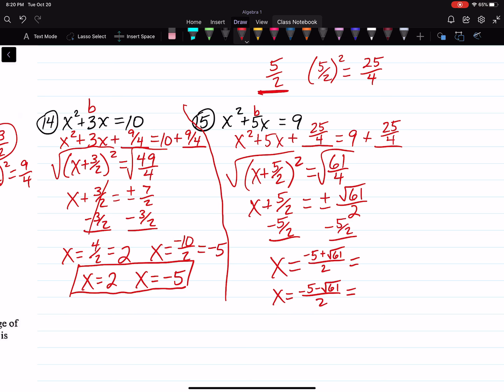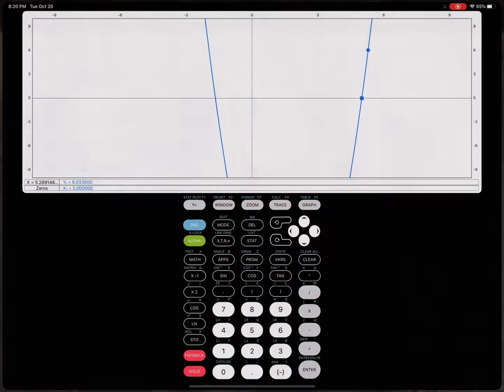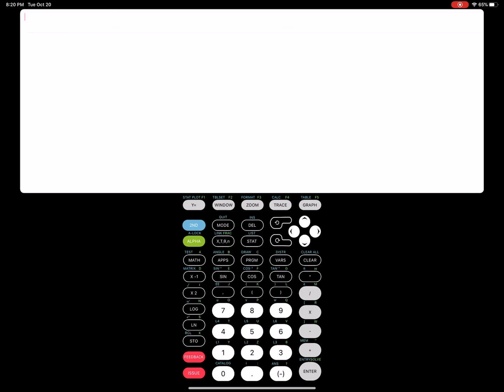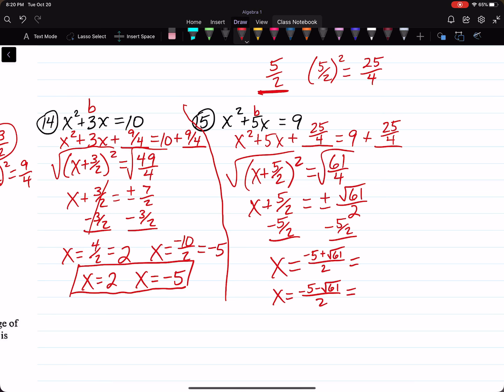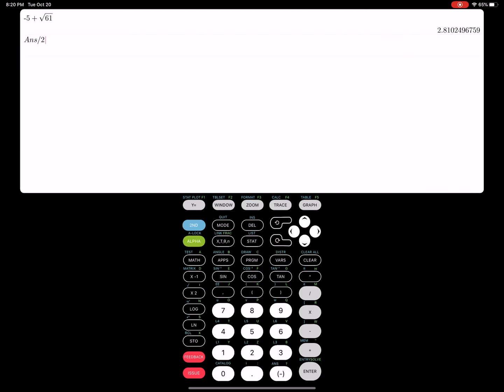So I'm going to go to my calculator and type in negative 5 plus the square root of 61. Now, watch what I do here. I hit enter, and then I divide that by 2. Okay? I'm dividing, it was by 2, right? Let me make sure. Yes, dividing it by 2. So, divided by 2. If you don't, you will get the wrong answer.